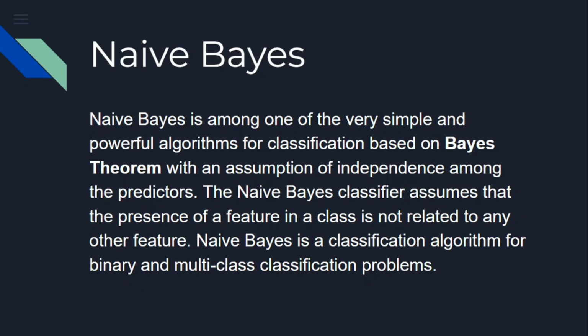So, first of all, we understand what is the naive Bayes. Naive Bayes is one of the very simple and powerful algorithms for classification based on Bayes theorem with an assumption of independence among the predictors. The naive Bayes classification assumes that the presence of a feature in a class is not related to any other feature. Naive Bayes is a classification algorithm for binary and multi-class classification problems.